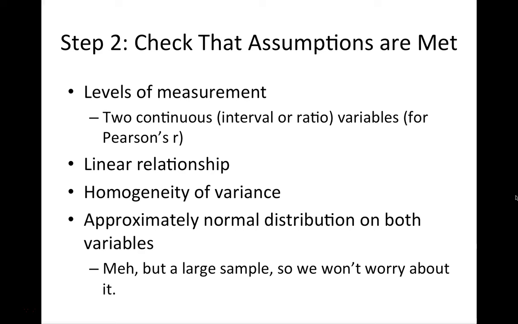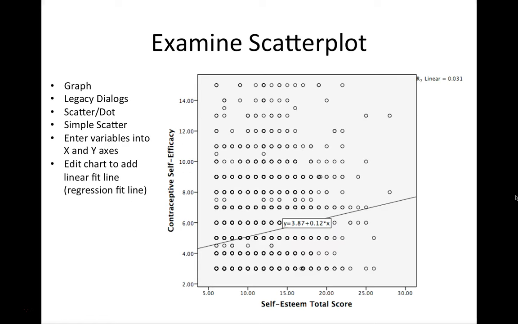And so as we've done before, we've looked at contraceptive self-efficacy several times, and we've said, meh, but we have a large sample, so we won't worry about it so much. We see roughly the same thing when we look at self-esteem. I'll show you that in just a second. And then I'll show you how to evaluate for the linearity of the relationship and a little bit about homogeneity of variance. So the way that we look at many of these things is looking at a scatter plot.